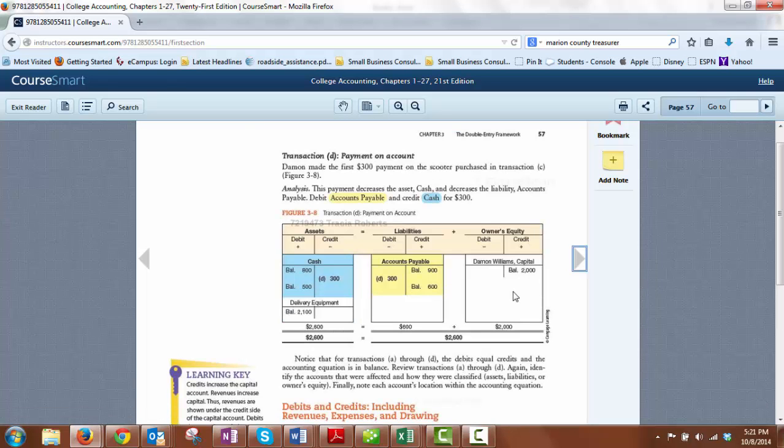Okay, let's go through transaction D. Payment on account. Damon made the first $300 payment of the scooter he purchased in the previous transaction. So remember, we owed $900, but now we've made our first payment. So we get to decrease our accounts payable by $300. But how did we pay that? We paid it through our cash account. So we took money out of the bank and went and paid on that loan. So we have a debit for $300, a credit for $300. Okay?